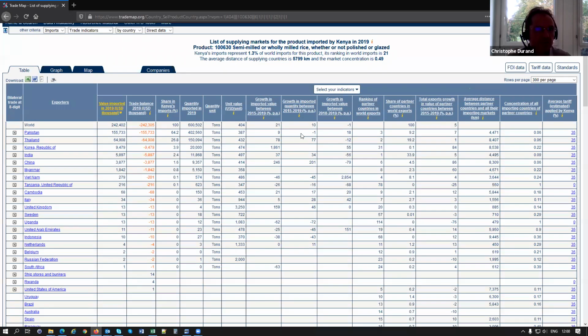And that's something interesting to see: worldwide, Kenya is importing more and more rice, right? And the value is growing faster than the quantity. That means that Kenya is importing rice at a more and more expensive price, right? So that's the main idea.